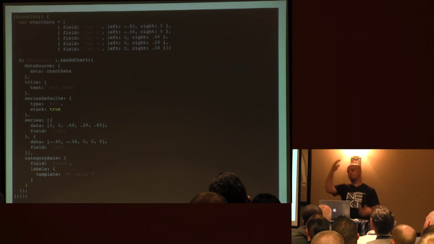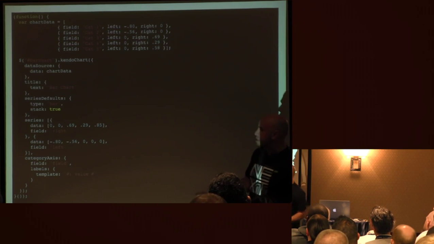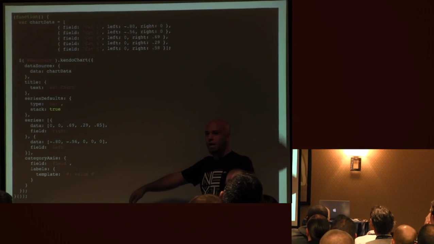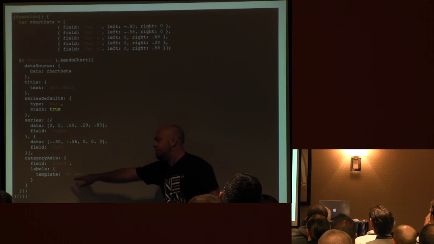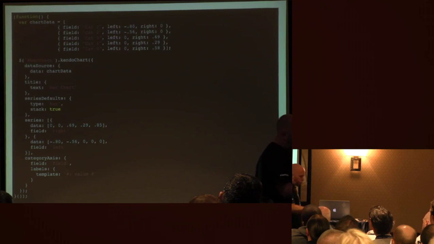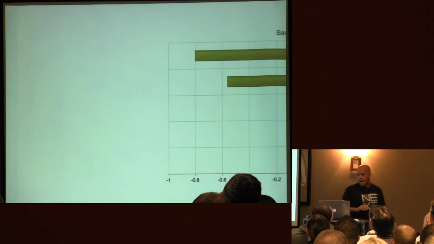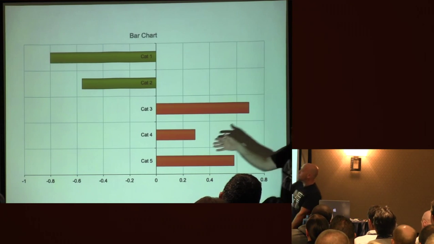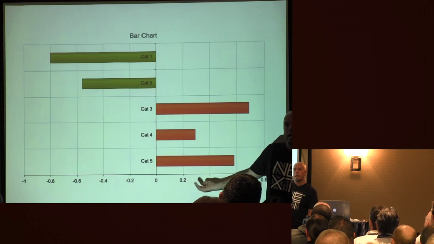Now here is another piece of code. Not really important to digest any of this except for this template here at the bottom. See this template on the category axis? You can't see this in the back. It just says value. It's just a templated value. Now, if we were to run this, what we would get is this chart that looks like this. Does anybody see a problem with this chart? Does it look okay to anybody?